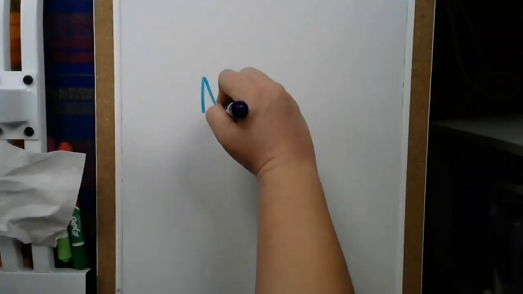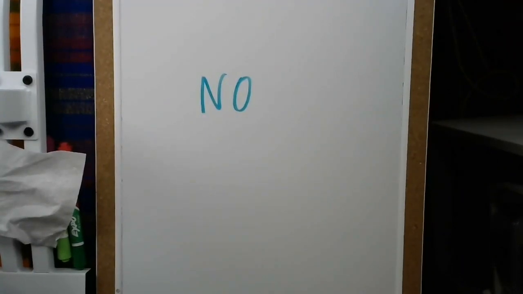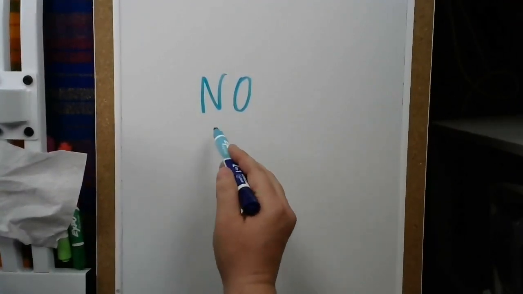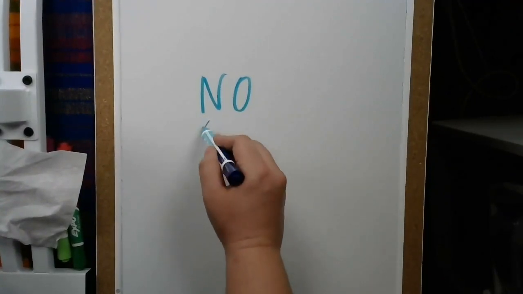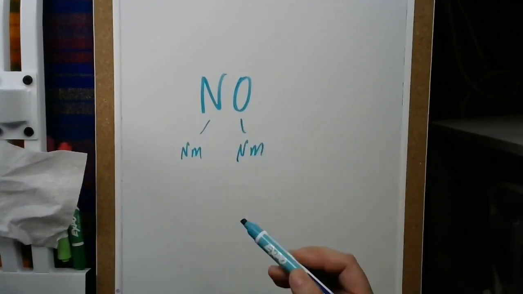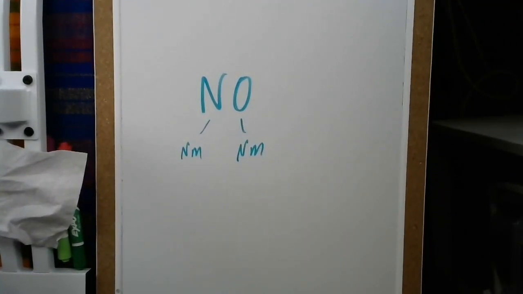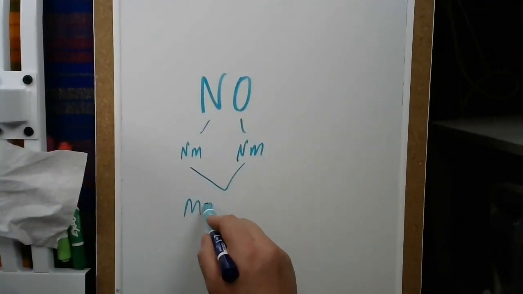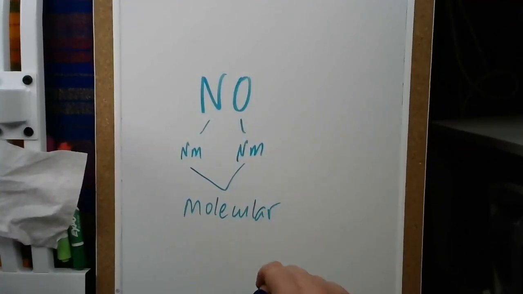Question number 1, true or false, NO is an ionic compound. To figure out if something is ionic or molecular, you figure out whether the components are metals or nonmetals. Here we have nitrogen, that's a nonmetal, and we have oxygen, which is also a nonmetal. When you have two nonmetals, that does not form an ionic compound. That forms what's called a molecular compound. An ionic compound would have a metal and a nonmetal present.